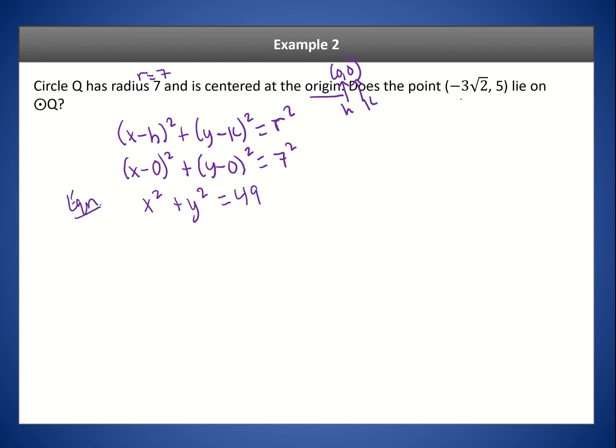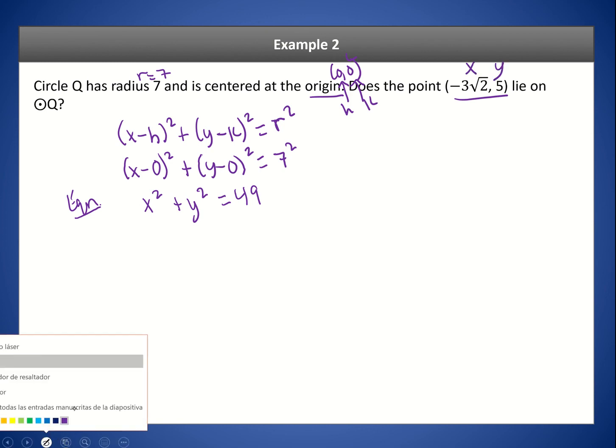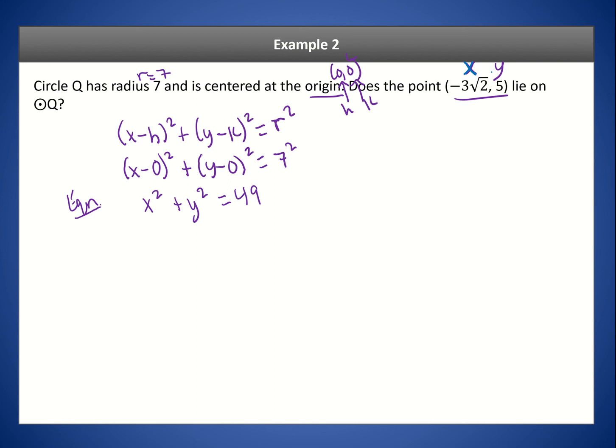Now let's see if this point lies on that circle. So this is going to be x, this is y. Let's use different colors for these. So let's plug those in. (-3 square root of 2) squared plus, now let's plug in for y, 5 squared. And that should be equal to 49. So this is a question mark right now. We don't know if that's true. We're going to find out.